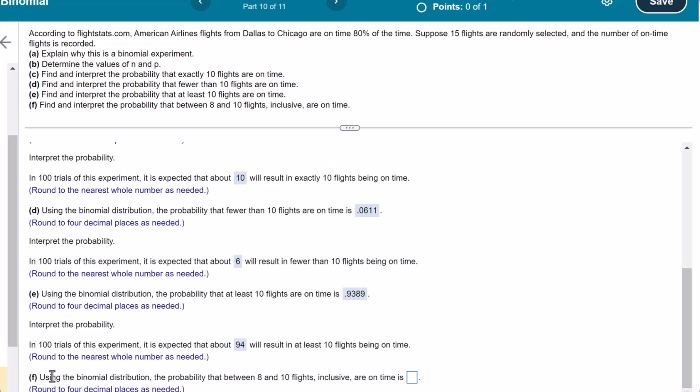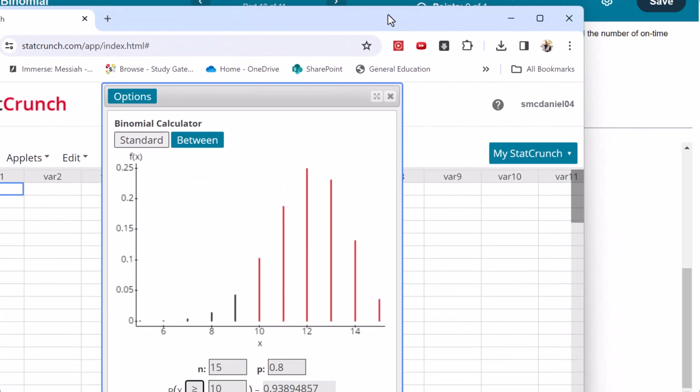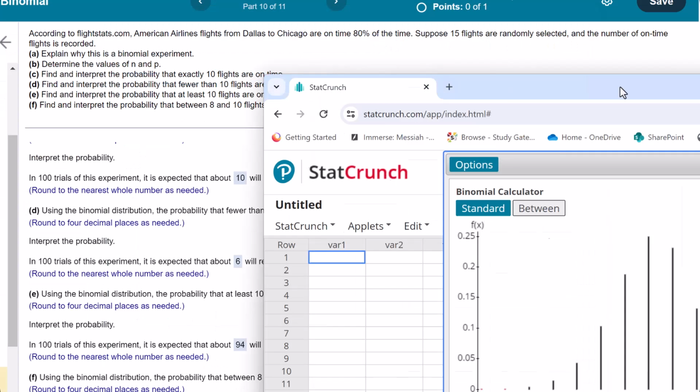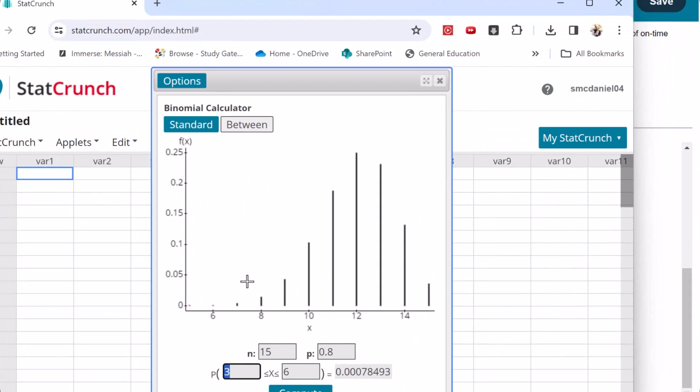Okay, last part, I think. Using the binomial distribution, the probability that between 8 and 10 flights inclusive are on time is... Inclusive means that we include these endpoints, 8 and 10. Otherwise, it'd just be 9. So between 8 and 10. On the binomial calculator, I'm going to click this between button. Notice that N and P stay the same. I've already forgotten 8 and 10. So it looks like 16%, 0.16.